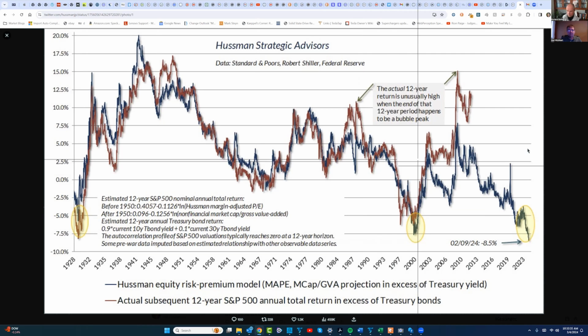So the reason, Peter, just to be clear, what that's predicting is that over the next 12 years through 2036, treasuries will yield 8.5% more annually than stocks, than equities. If you take this in excess of treasury yield, yes. And the red line says actual subsequent 12-year S&P 500 annual total return in excess of treasury bonds. Right. I mean, think about that. That's remarkable. Yeah, it is. Minus 8.5% annually compared to treasuries?